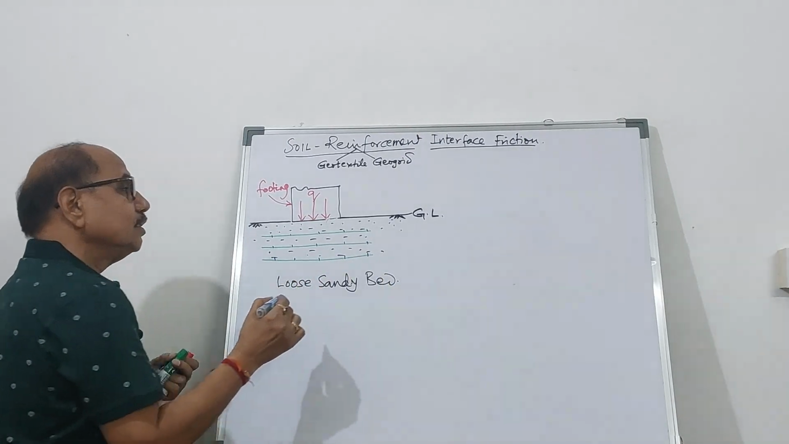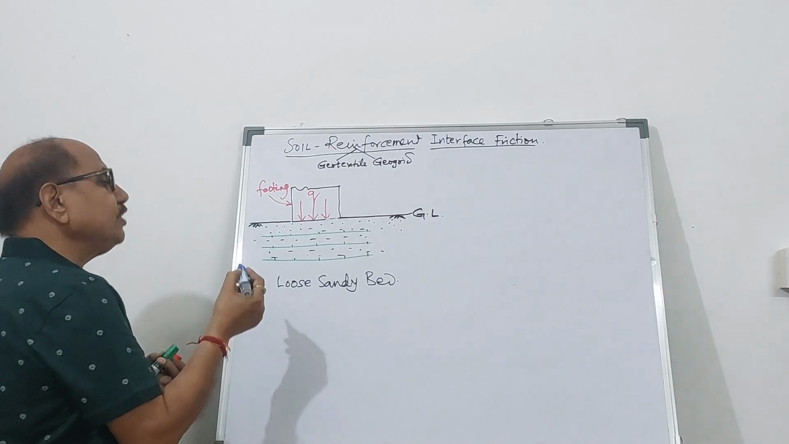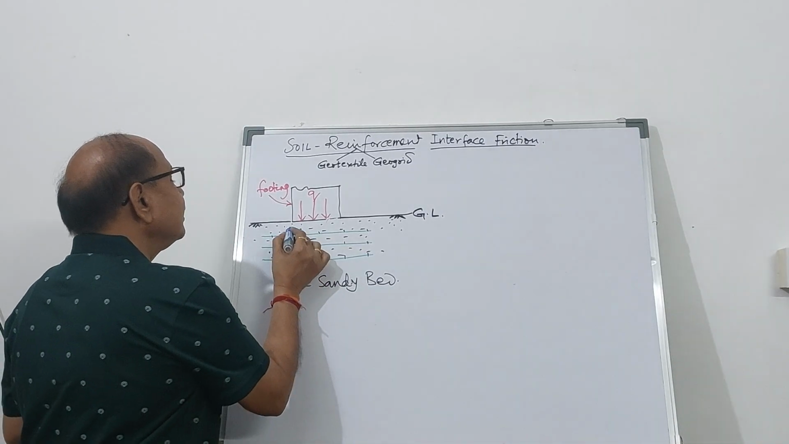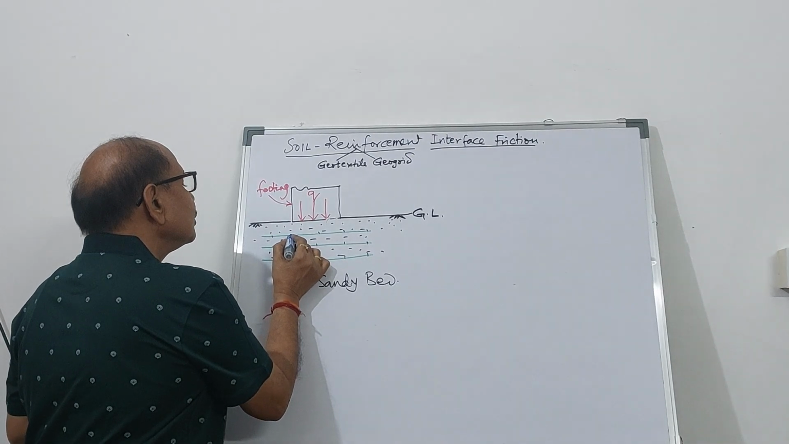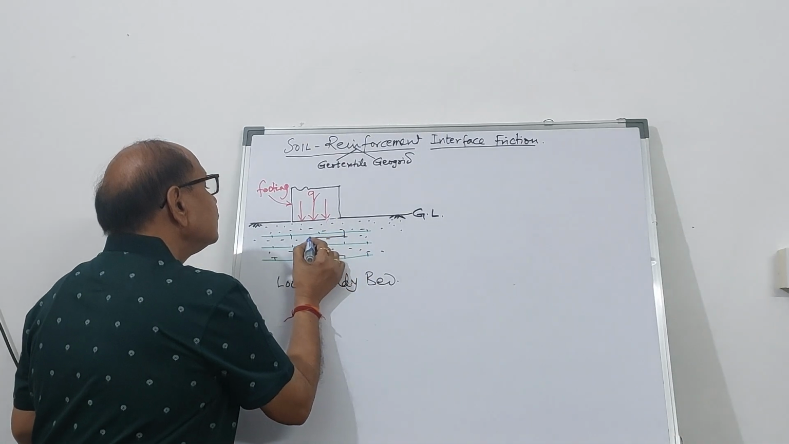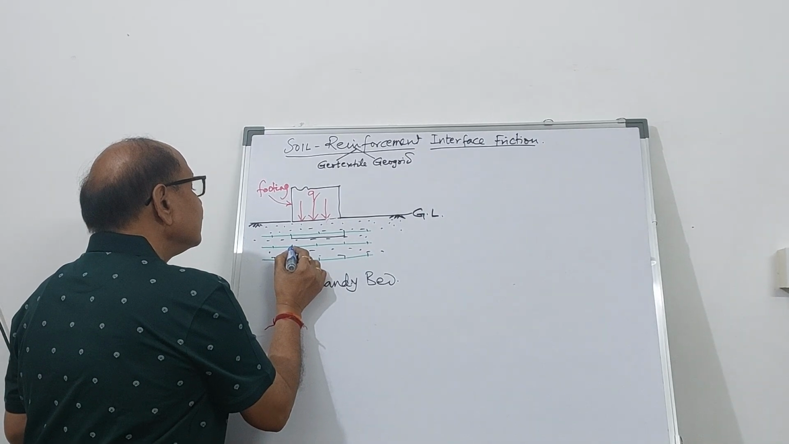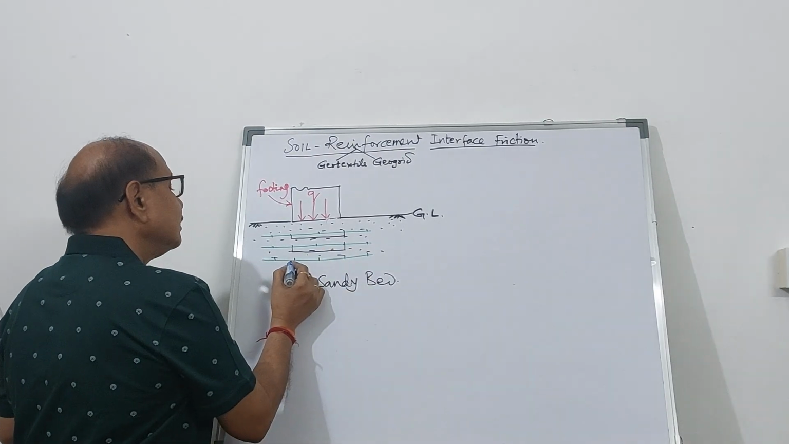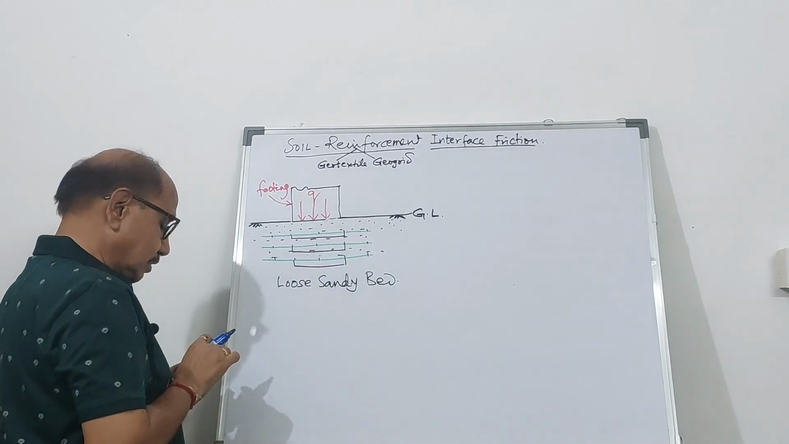how does it interact with the soil? What is the interface friction? Here what is going to happen? As you have seen, this is going to bend like this. So here your reinforcement is going to bend like this.